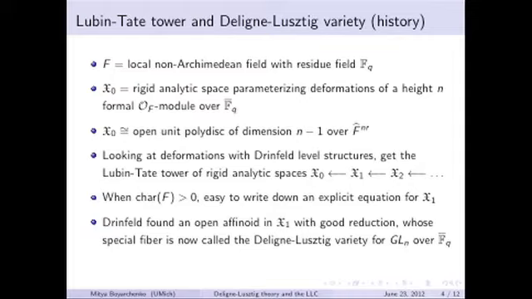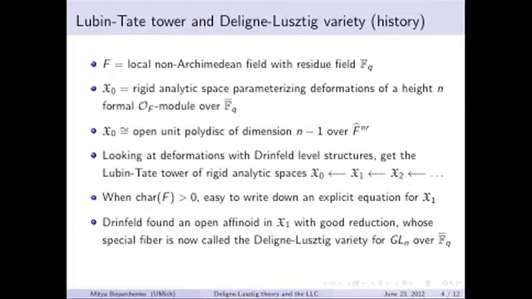Now if instead of just looking at deformations of this formal module, you start looking at deformations with level structure, then you get a whole tower of rigid analytic spaces, X_0, X_1, X_2, and so on. These spaces are easier to analyze in the case where F has positive characteristic. In particular, for the first level of the tower, it's very easy to write down an explicit equation. You can realize it as an analytic subspace of a closed polydisk of dimension n that's cut out by a single polynomial equation.